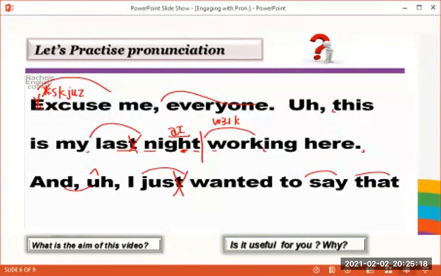Everything links together really smoothly. We have 3 more T's here. Let's study them. What happens with these T's?